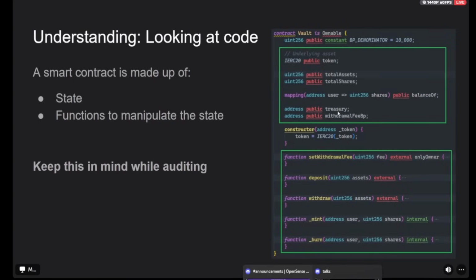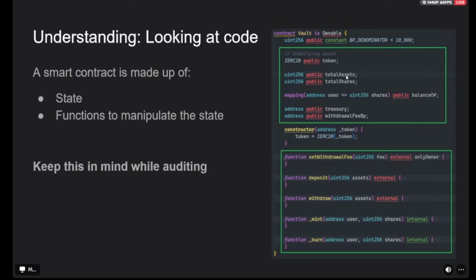These two are what I call configuration variables, because they are just variables that the admin sets and then doesn't touch. But while you're auditing the whole contract, you must always keep these three state variables in mind. So when you're looking at deposit, after you look at the logic of deposit, you must always ask yourself, what is the effect that this function has on these state variables?